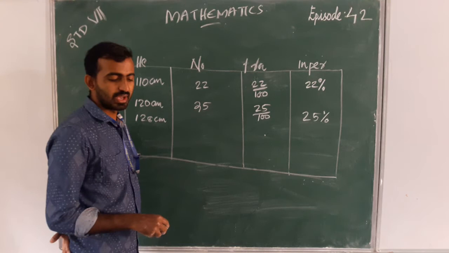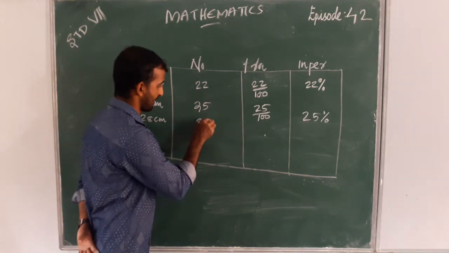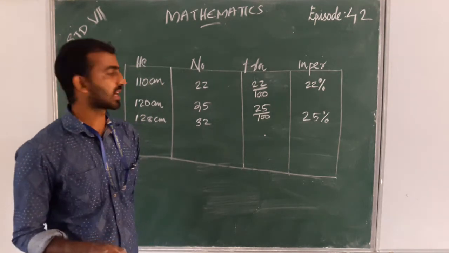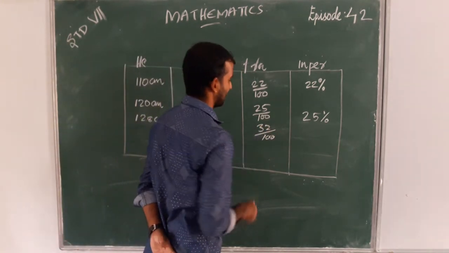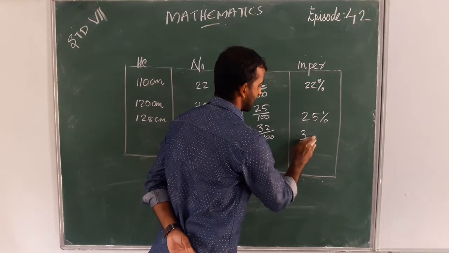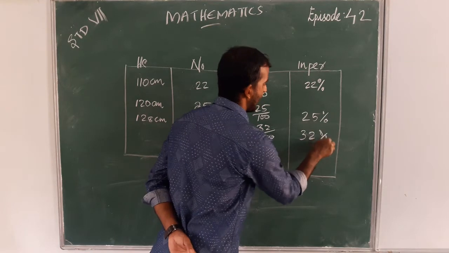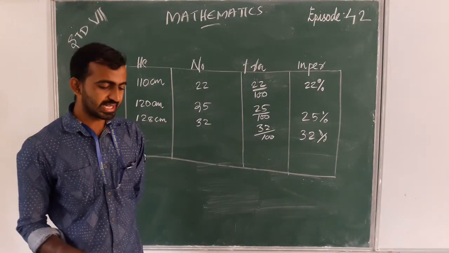128 centimeter. Number of students is 32. What is the fraction then? That is 32 by 100. That is 32%. What is the next?